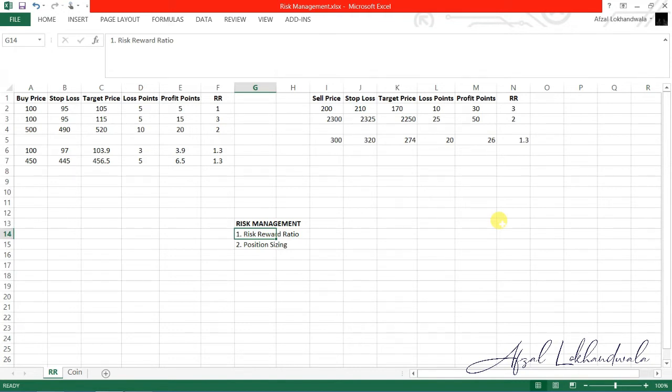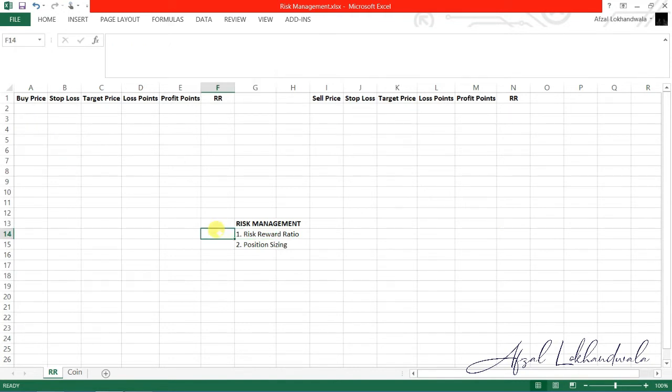In this video, we will take up risk reward ratio. So basically, risk management, I divide it into two parts. Number one is risk reward ratio and number two is position sizing. This video is about the first part, that is the risk reward ratio.